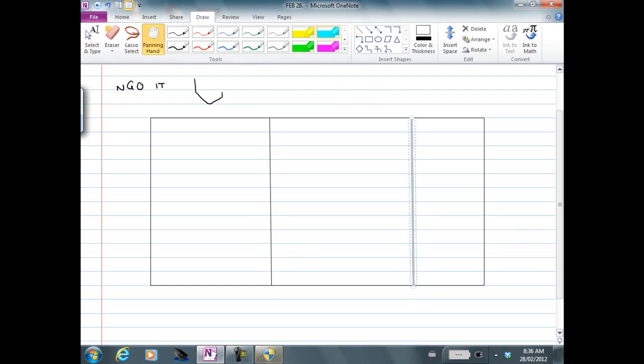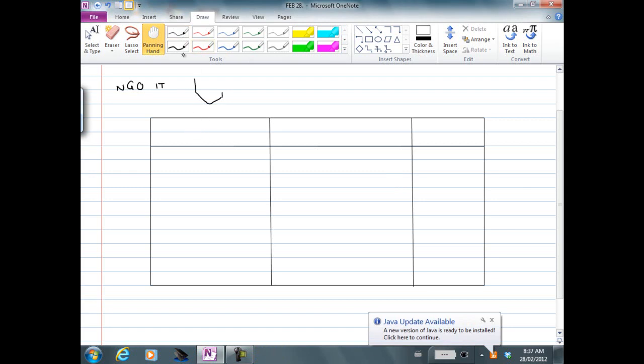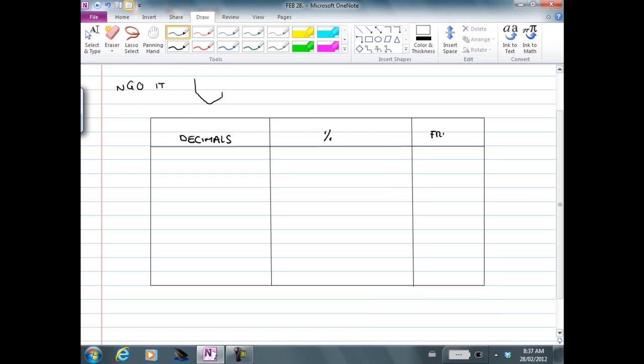Here's my chart. Again, try to create a chart as best as you can. How big should it be? Well, it doesn't really matter for now. But let's just have a simple chart. Here, we're going to have decimals. Here, you can have fractions. Actually, now I'm going to do percent here. And here, you're going to have fractions.